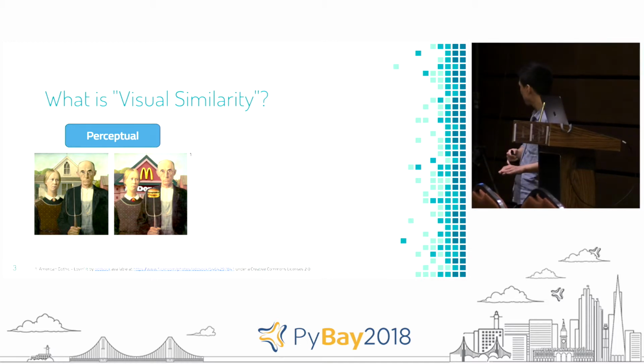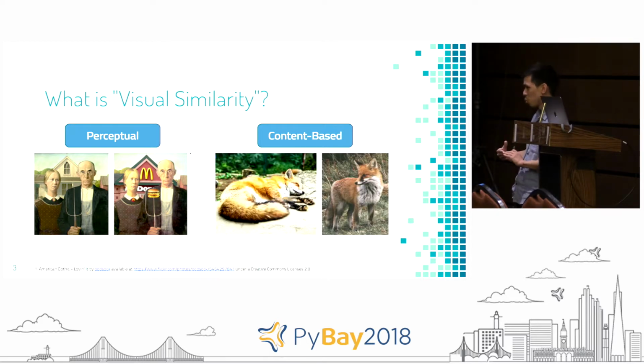Whereas the other one is called content-based similarity. This is more interesting, and it's going to be the focus of my talk today. And this is really understanding what's inside the image. So if you showed someone these two images, they had to understand what animals look like, what a fox is, that one fox is sleeping, but that the underlying content between both images is actually similar.